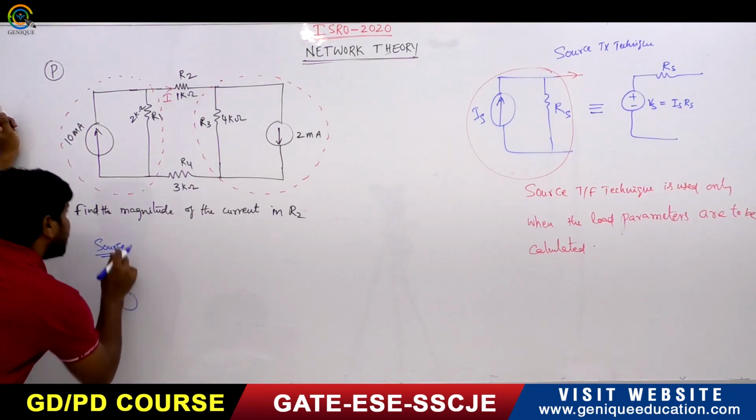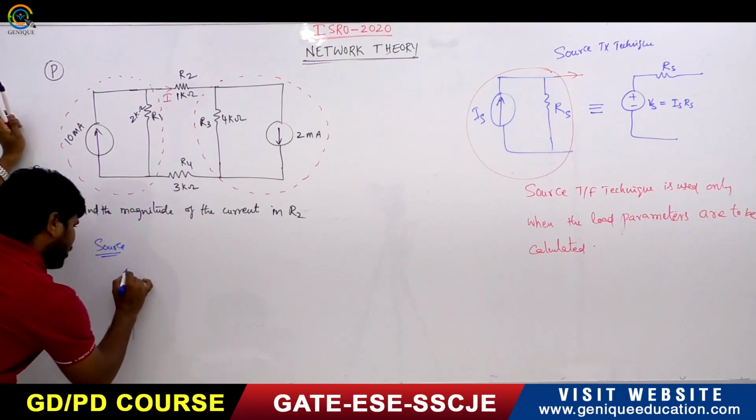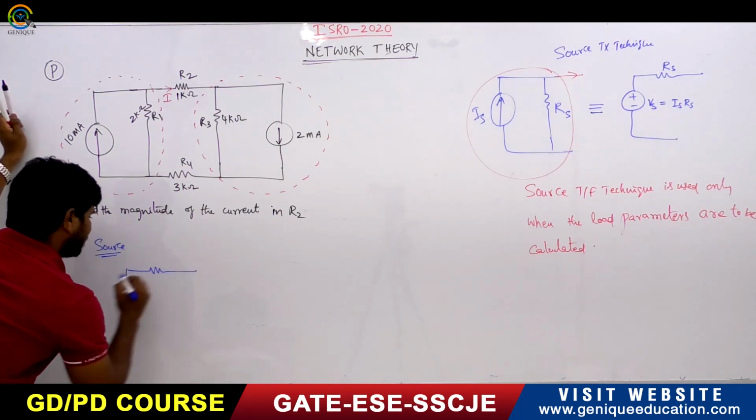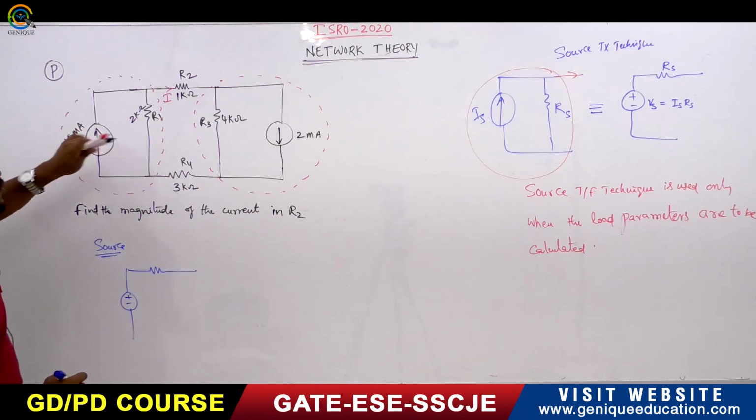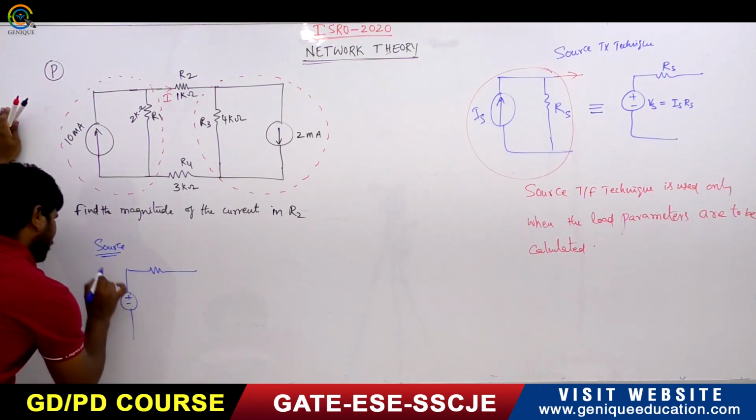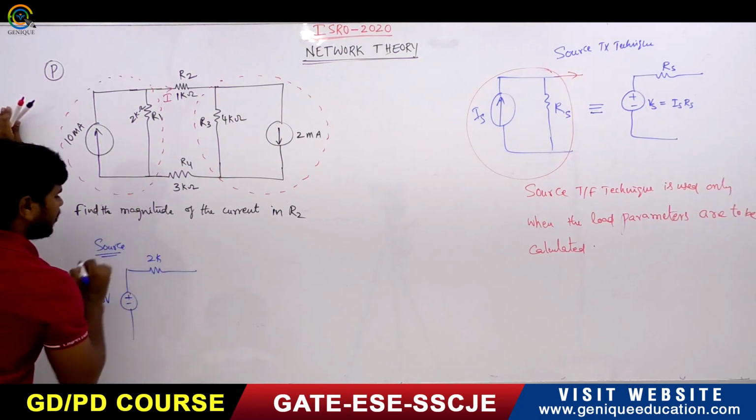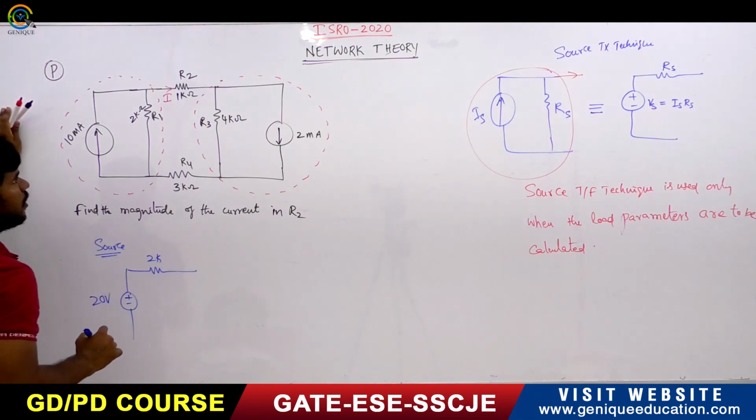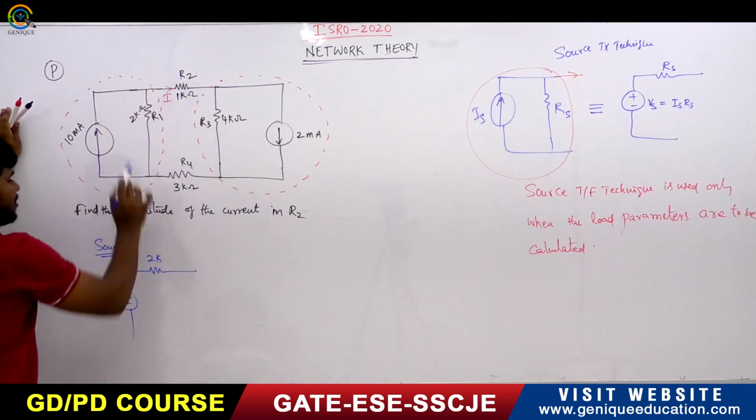A current source in parallel with a resistance can be converted into a voltage source in series with a resistance. So what is the voltage source? This one into this, it is 10 into 2. It is 20, milli and kilo get cancelled. It is 20 volts in series with the resistance. What is the resistance? It is 2K only, 2 kilo ohm only.